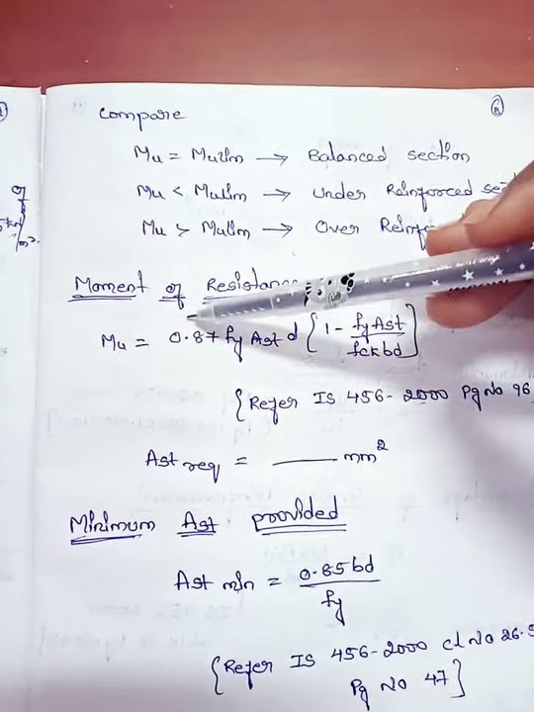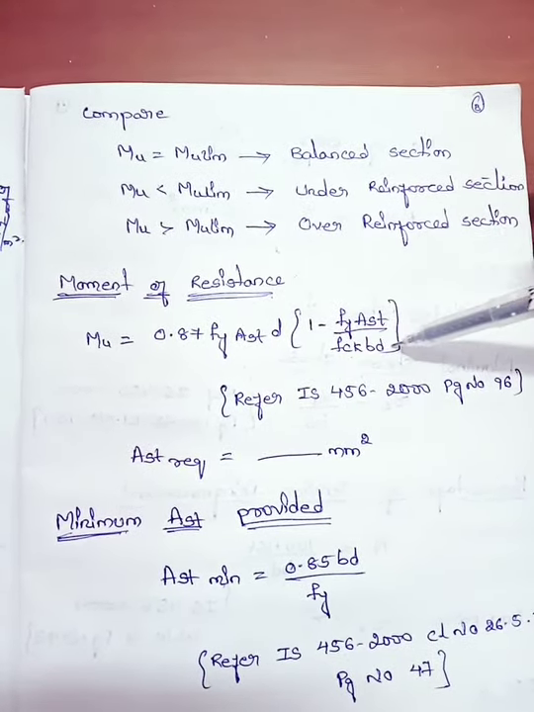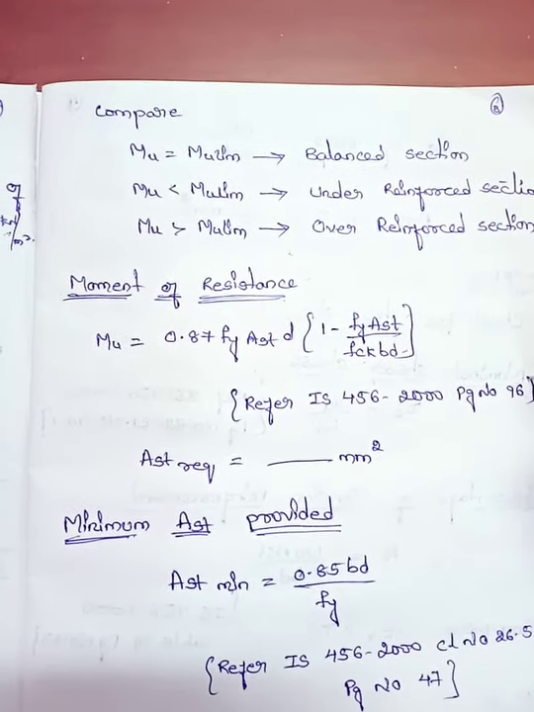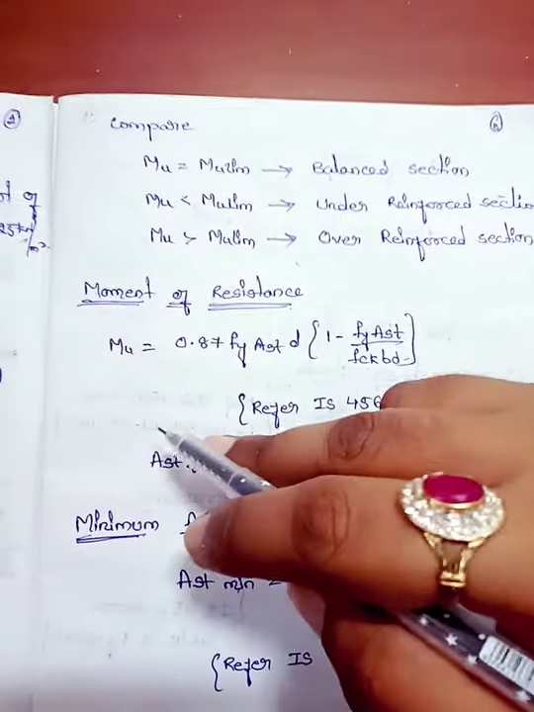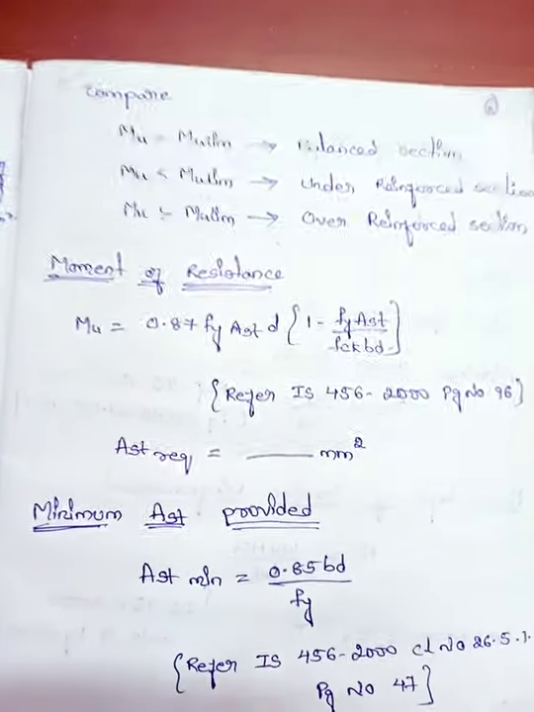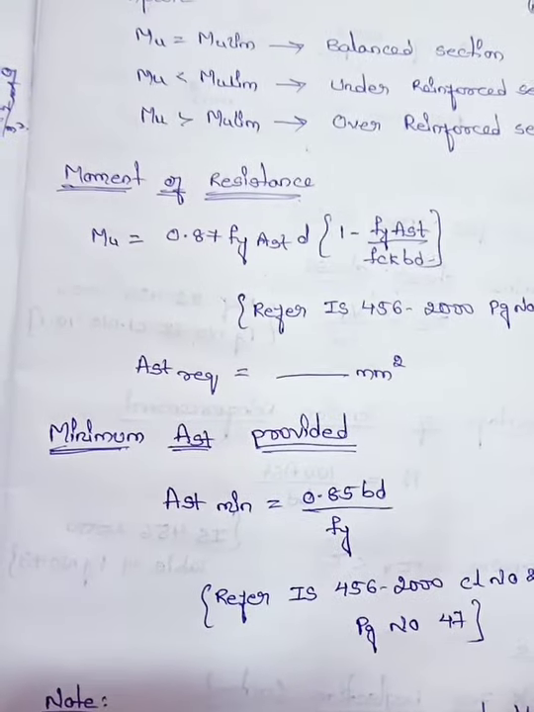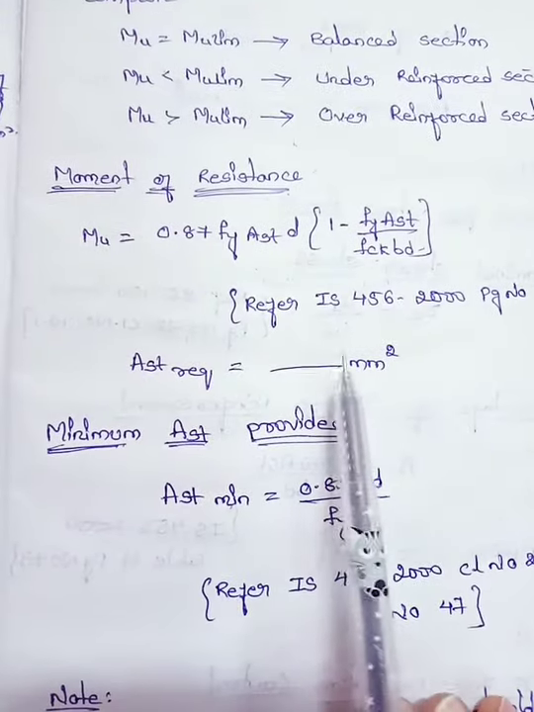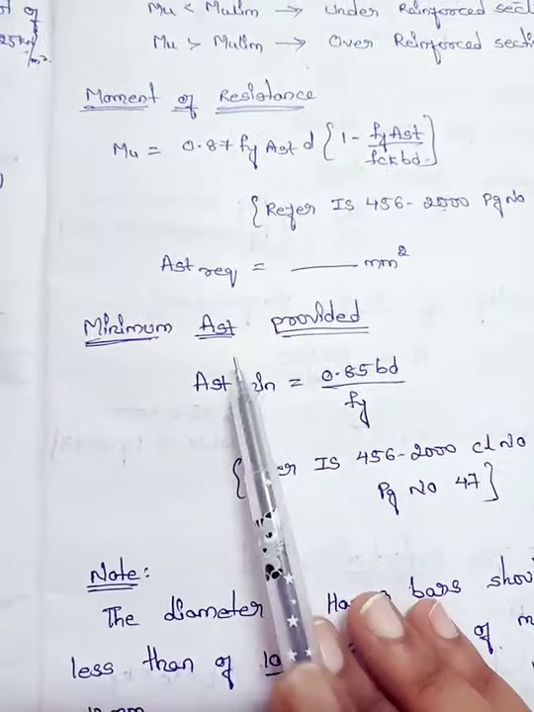So Mu is given by 0.87 fy Ast d into 1 minus Ast fy by fck bd, in page 96 of IS 456:2000. Based on this formula, we are going to calculate the required steel. So how much area of steel is required in tension reinforcement, that you are going to find out. After finding that, how much is provided?